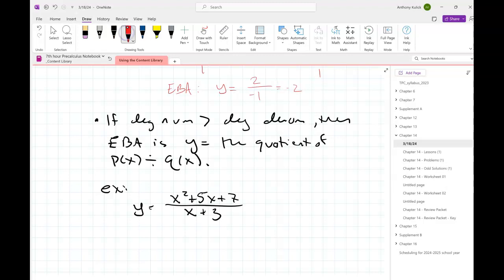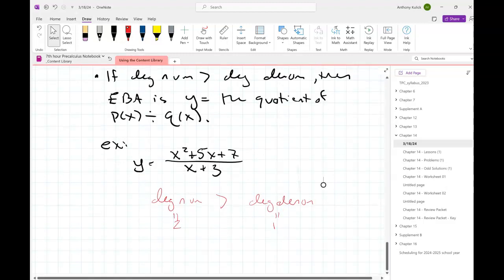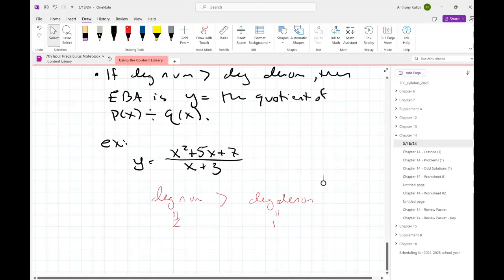All right. What's the degree of the numerator for x squared plus 5x plus 7? Thank you. Degree of the denominator is 1. So the degree of the numerator is greater than the degree of the denominator. It says then I need to do the quotient. I need to find the quotient of x squared plus 5x plus 7 divided by x plus 3.